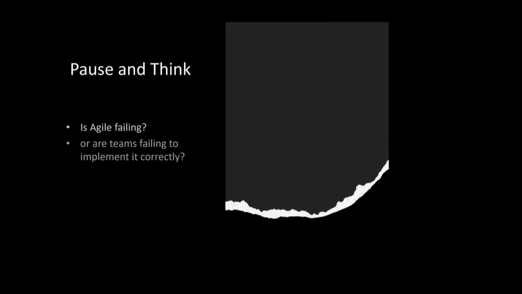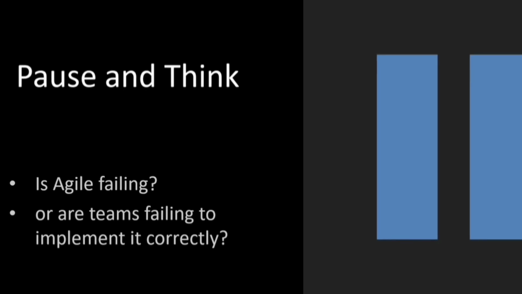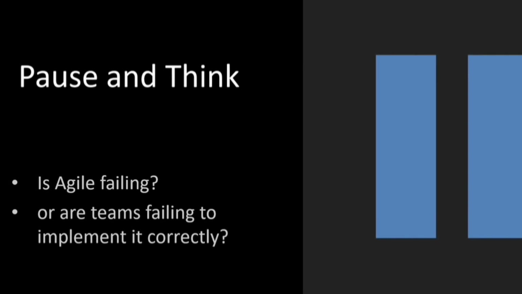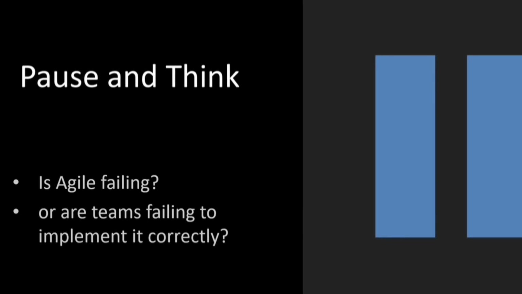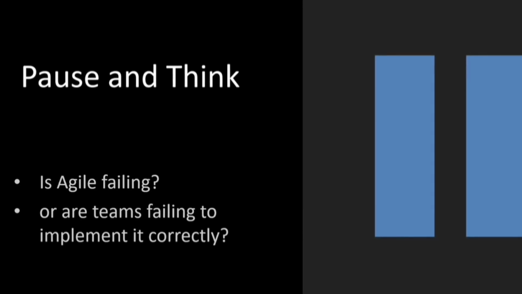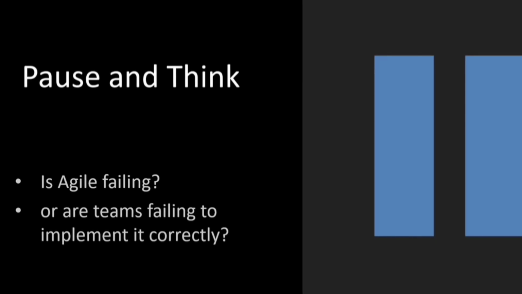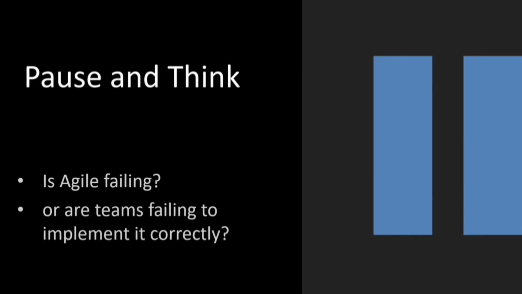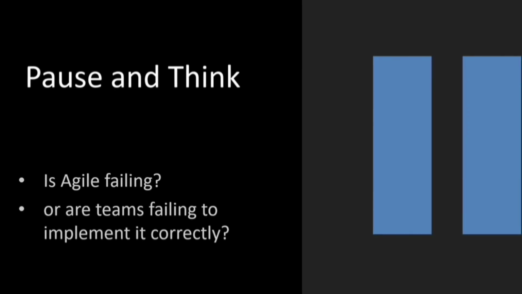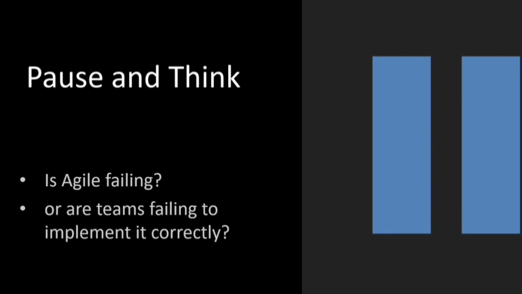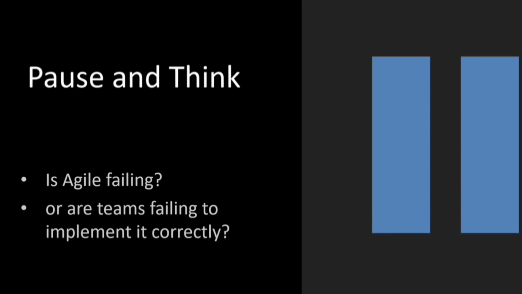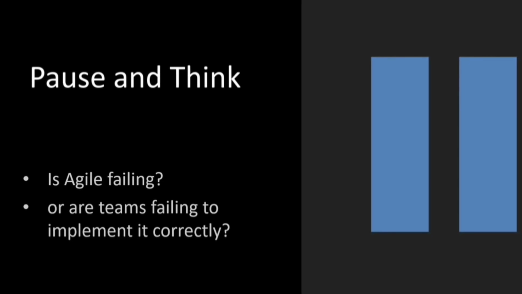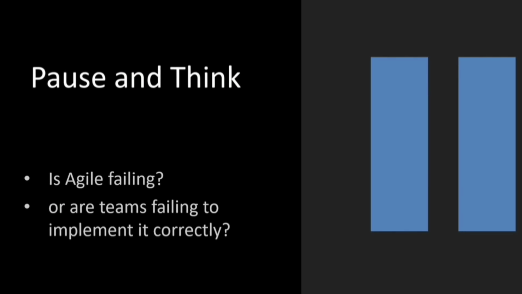Now, pause the video for about 10 seconds and consider this question. Is Agile failing, or are teams failing to implement Agile correctly? This question helps us determine whether the problem lies in the methodology itself or in how it is applied in practice. Based on this question, let us look at how Agile can be improved in practice.